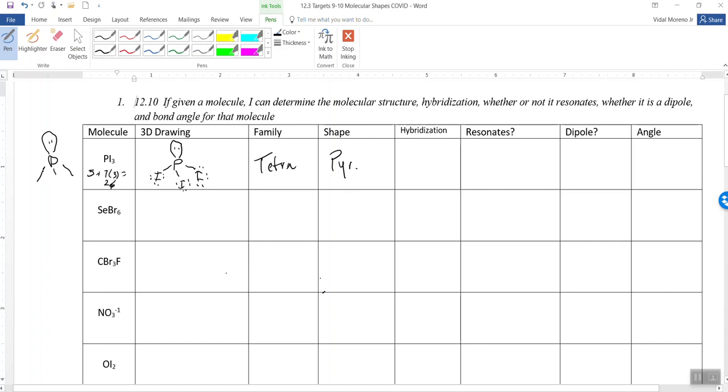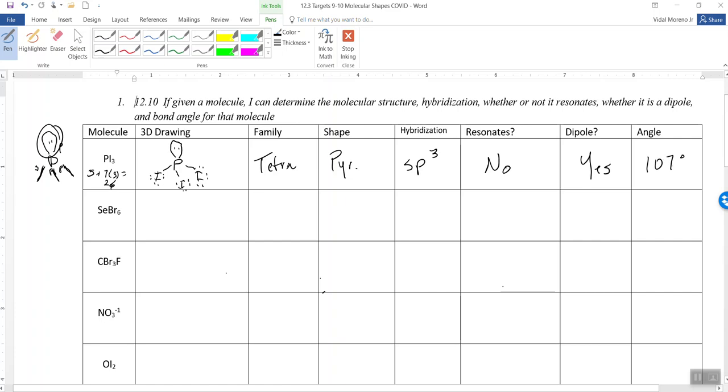Hybridization, S, P, P, P. All tetrahedrals are sp3. Does it resonate? Well, there's no double bond, so the answer is no. Is it a dipole? Are all four sides exactly the same? No. You have three shared pairs and one unshared, so they are not all the same, so yes, it has a positive side and a negative side. The angle comes from your memory, 107 degrees.